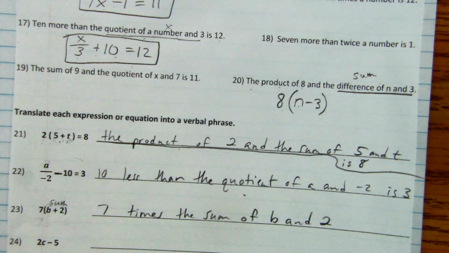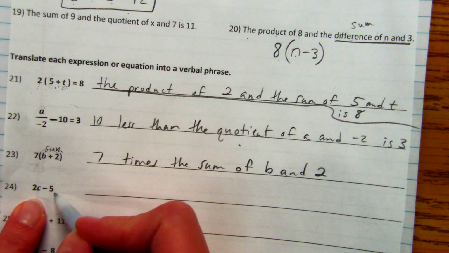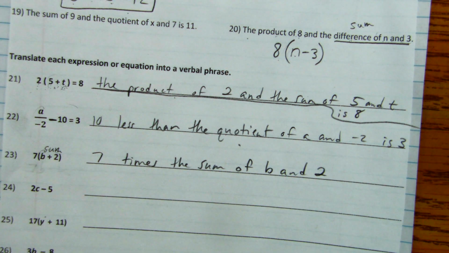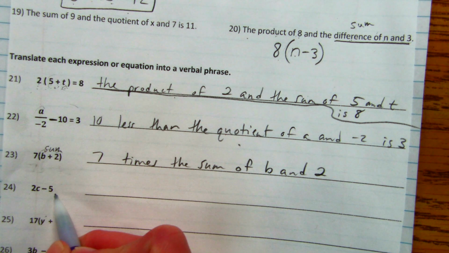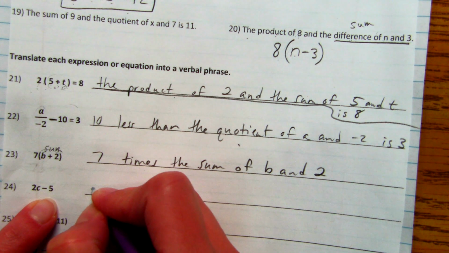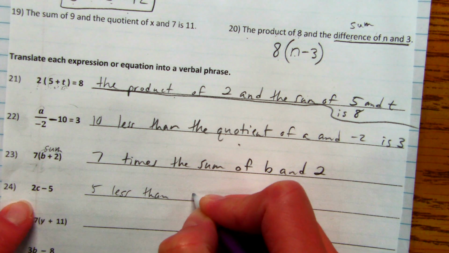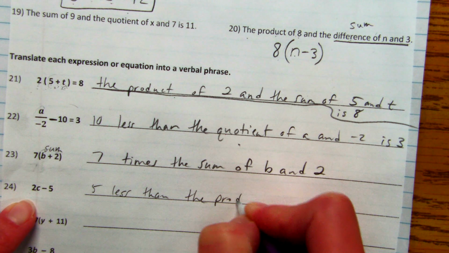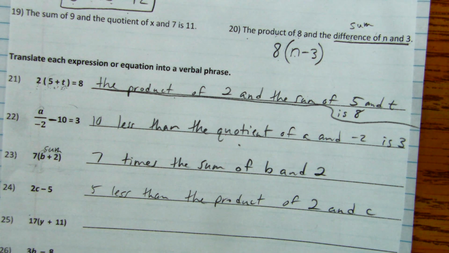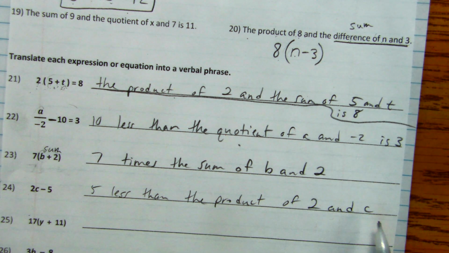Okay, so on 24, it's actually a pretty straightforward one. I'm just going to go from left to right. You could do it different ways, so we could say 2 times c minus 5 and make it that simple. Or I could say 5 less than the product, and I'm making it wordy, of 2 and c. There's multiple ways you could write this one.